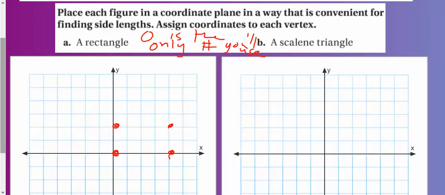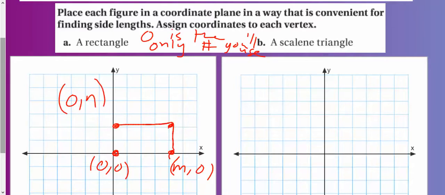And then we have to assign coordinate values. So I'm going to call this m comma 0. I'm going to go over m units, up 0. This one I'll call 0 comma n, left or right 0, up n. And then there's my rectangle, which makes this last coordinate m over, m up n.